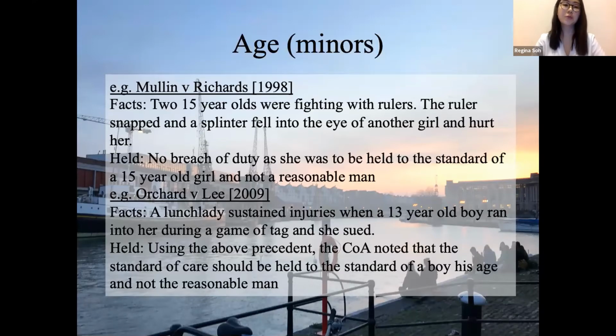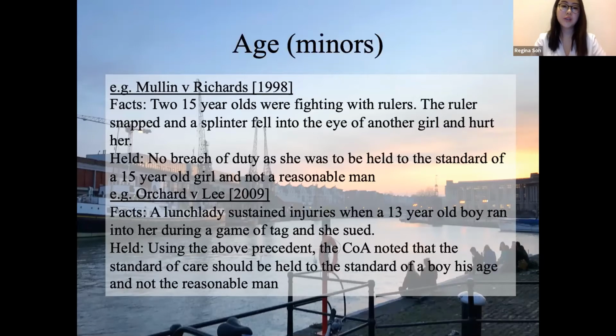So the first case would be Mullin and Richards. The case talks about two 15-year-olds fighting with rulers. One of the rulers snapped and then fell into the eye of another girl and hurt her. And obviously the victim sued.